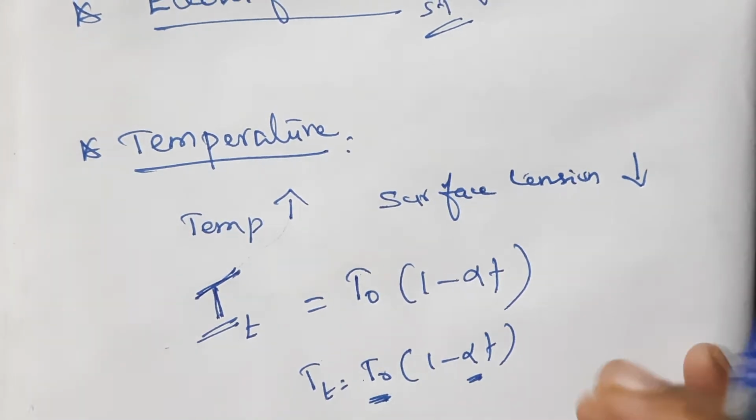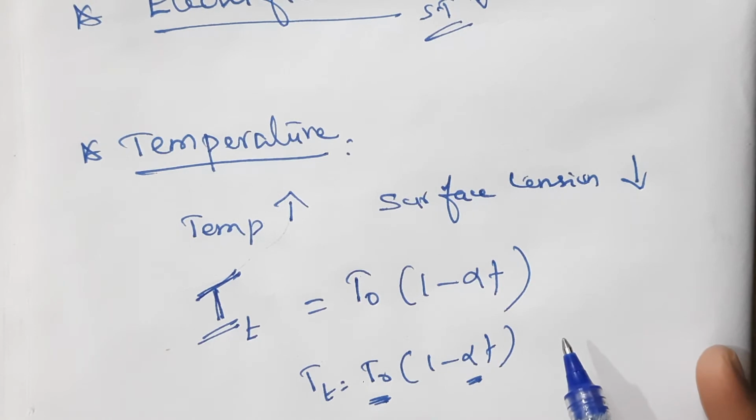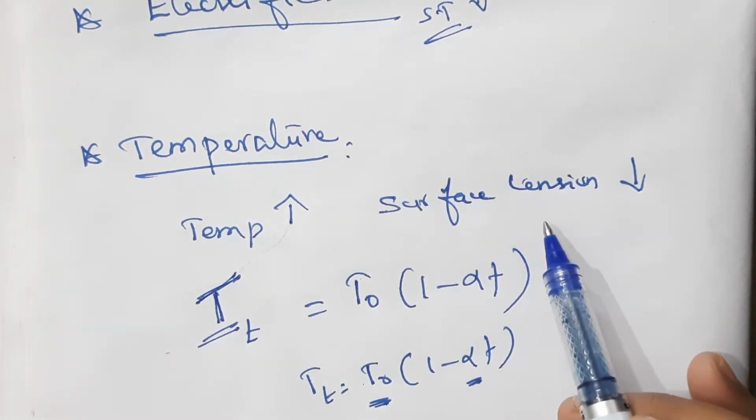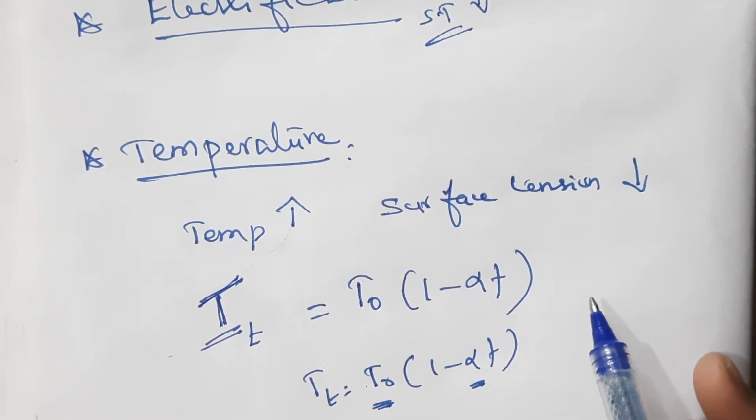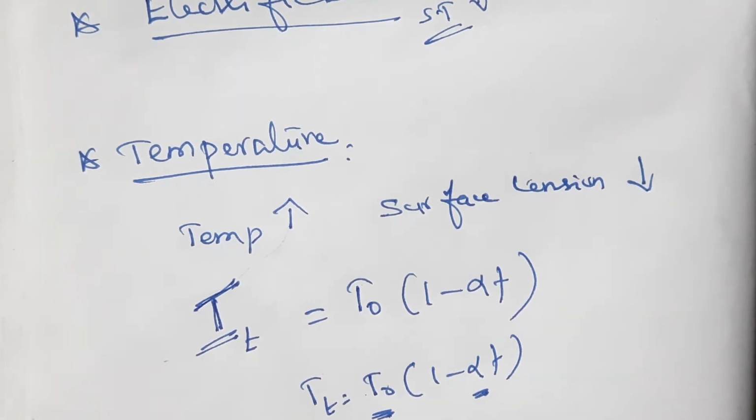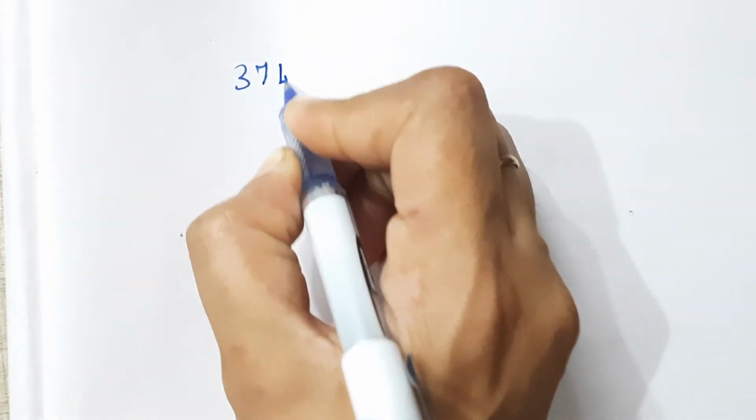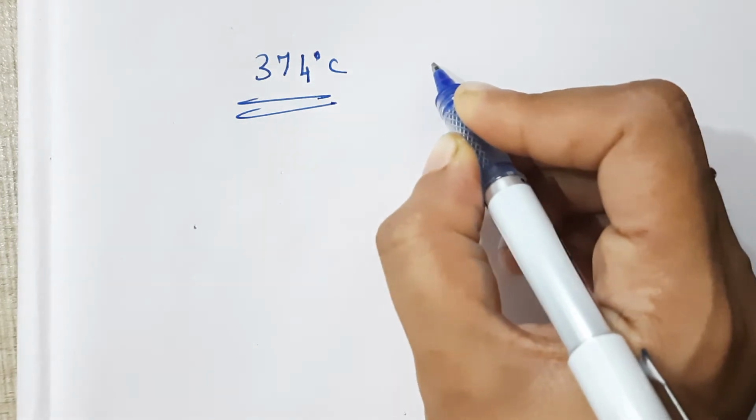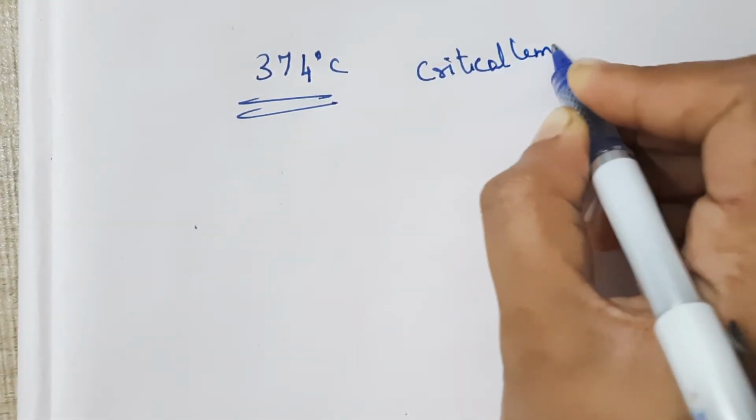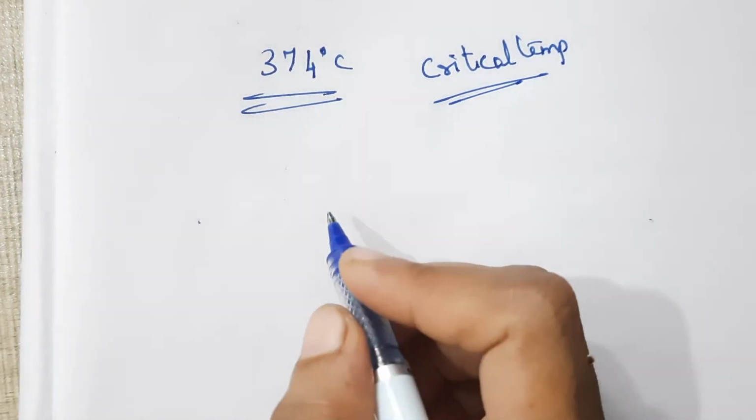Here we have to note one more point. At a particular temperature, the surface tension becomes 0, because as temperature increases, surface tension decreases. That temperature is known as the critical temperature. The critical temperature of water is 374 degrees Celsius. At this temperature, surface tension becomes 0.